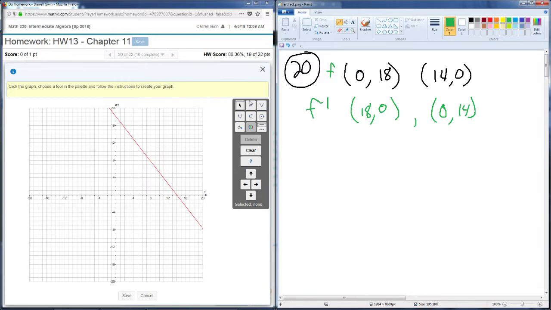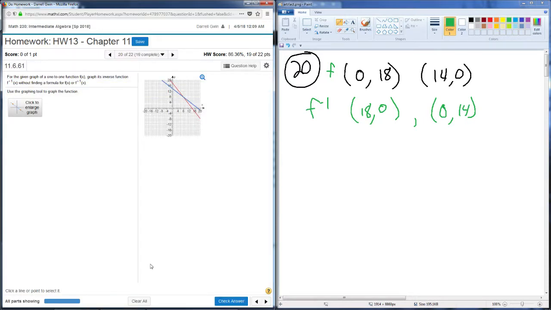Here we go. I'm going to use the line tool. I'm going to put a dot on 18, 0: 18 to the right, 0 up. And 0 left or right, 14 up. There. Hit save. Check answer. Nice work, I got it.